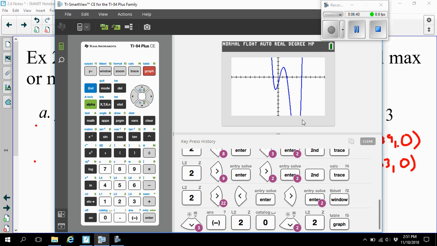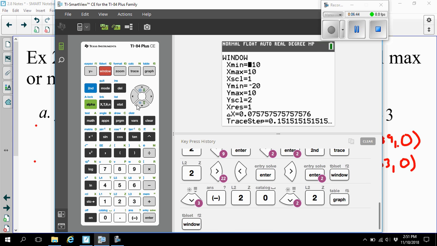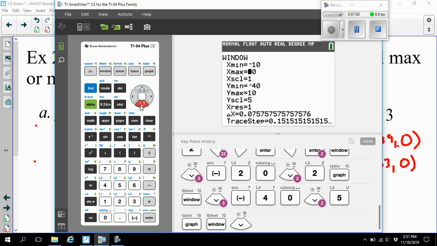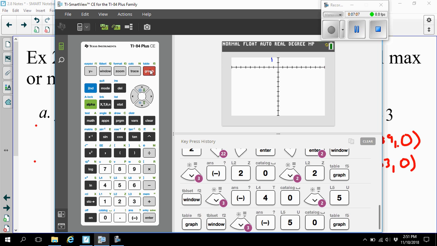So still we don't see anything. I'm going to go ahead and change it again. I'm going to change my y minimum to, let's say, -40. And then I'm going to make my y scale 5. And then hopefully we can still see. We kind of still don't see it, so I'm once again going to change it, probably to -50. And then let's graph it. There we go. So now we see basically all of our local mins and max.